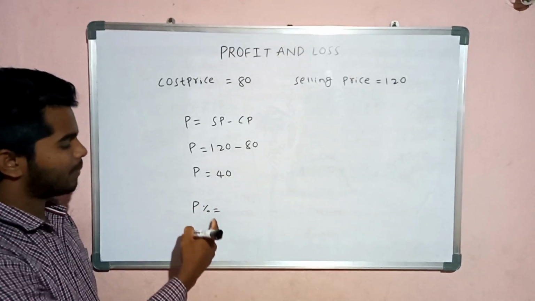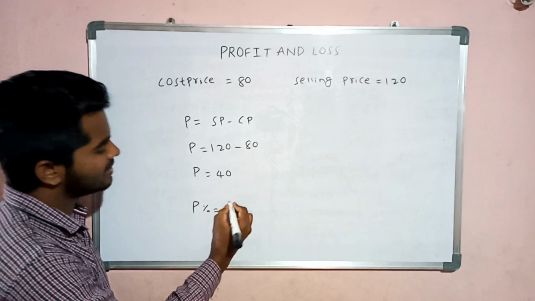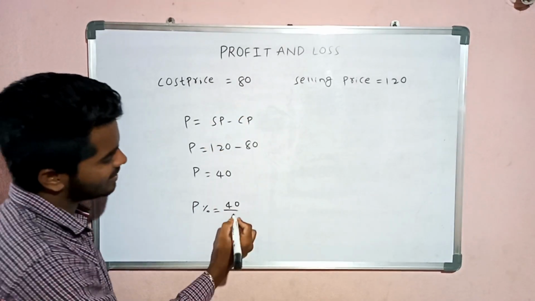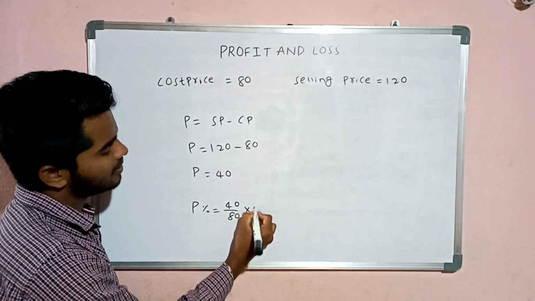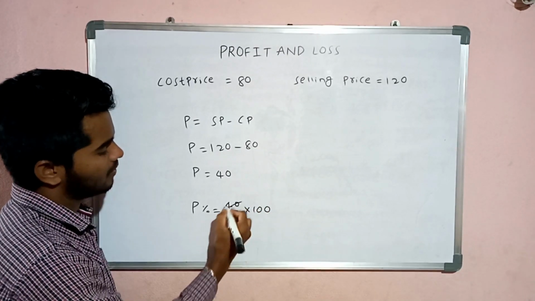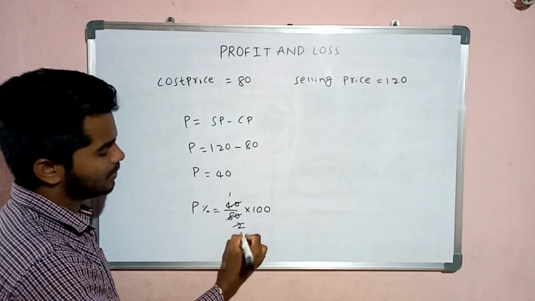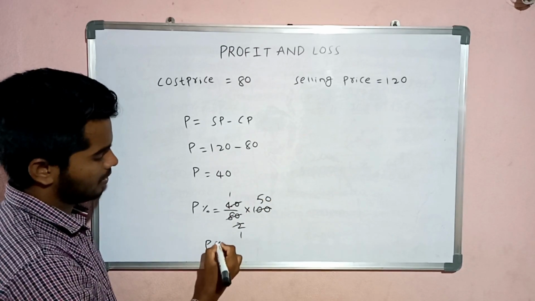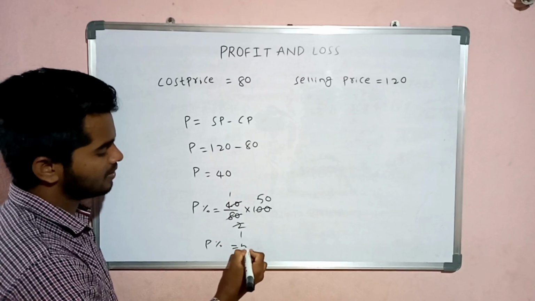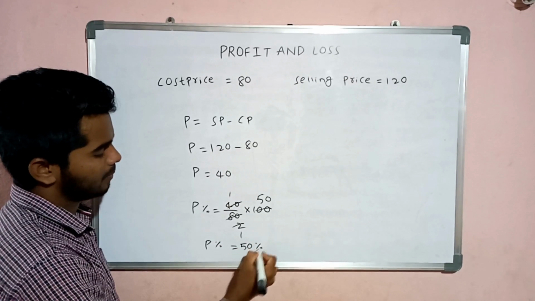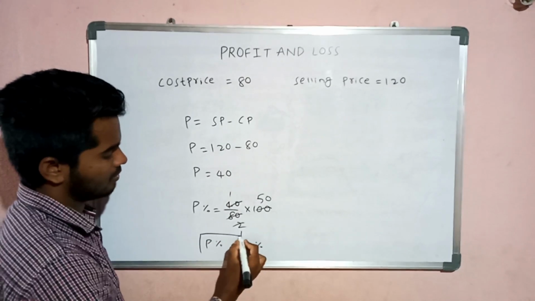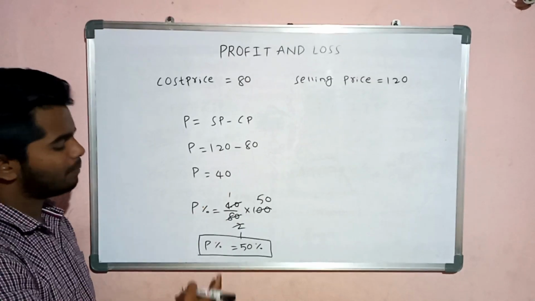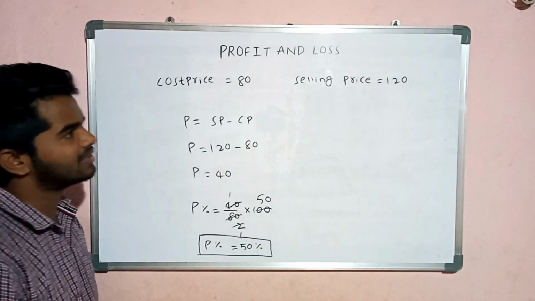Profit is 40 and profit percent equals profit by cost price. Cost price is 80, into 100. 40 one time, 40 two times. 2 one time, 2, 50 times. Profit percent equals 50%. Profit is 40 and profit percentage is 50%.